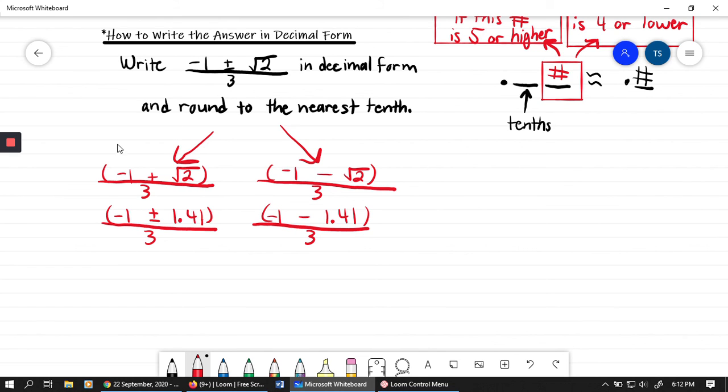Oops, give me a sec, I had already split this up. One of these was positive and the other one was negative, so we don't need that plus or minus symbol anymore. So this one's plus, this one's minus. Okay, so we need to simplify the numerator. -1 plus 1.41 gives you 0.41.